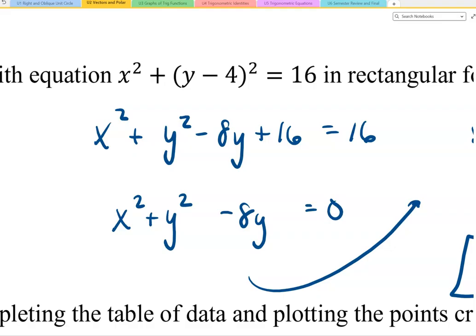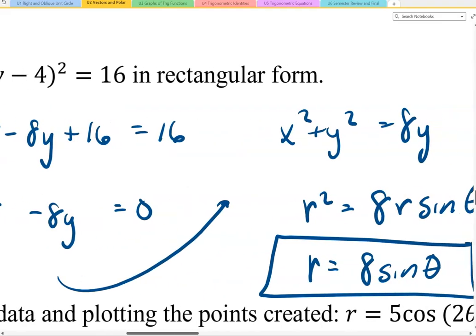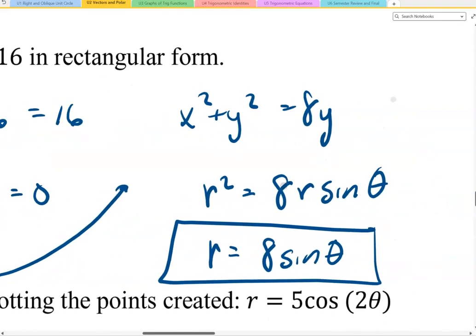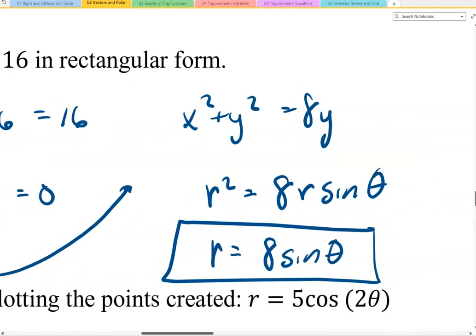And then in the act of some algebraic manipulation, you might have noticed that subtracting 16 on both sides produces a result of 0. Then adding 8y to both sides puts us over here in this position. And then that presents some helpful exchanges for us.